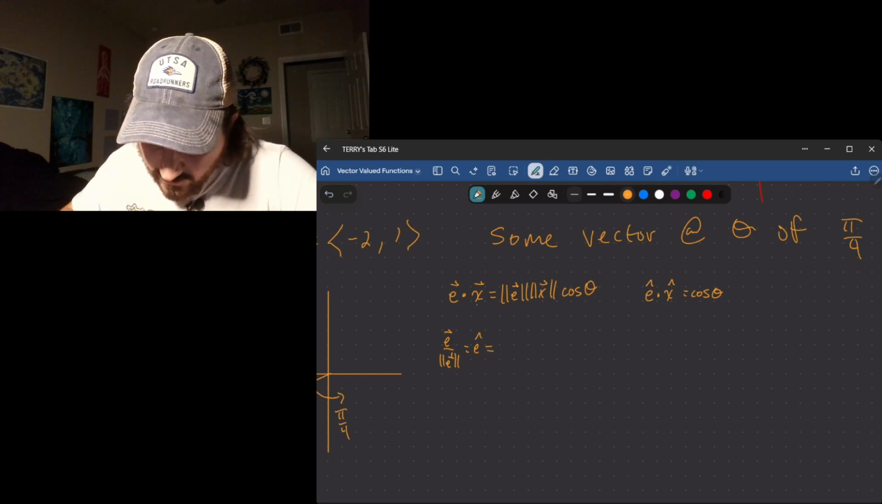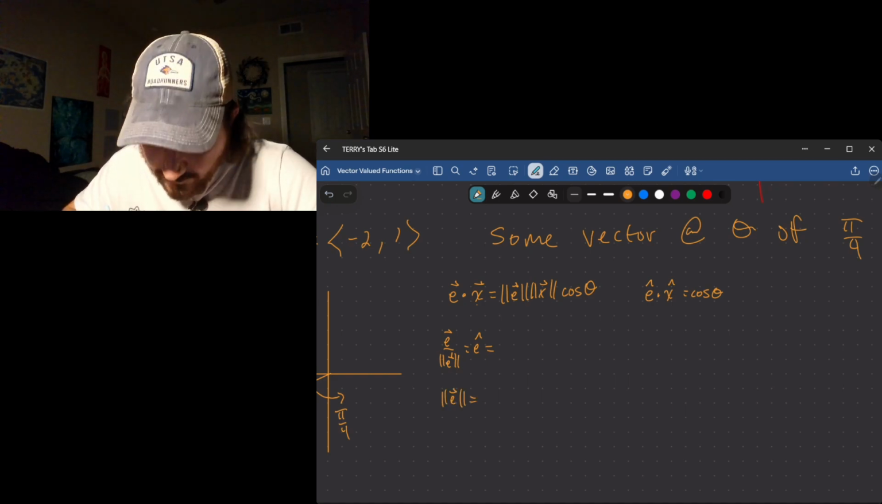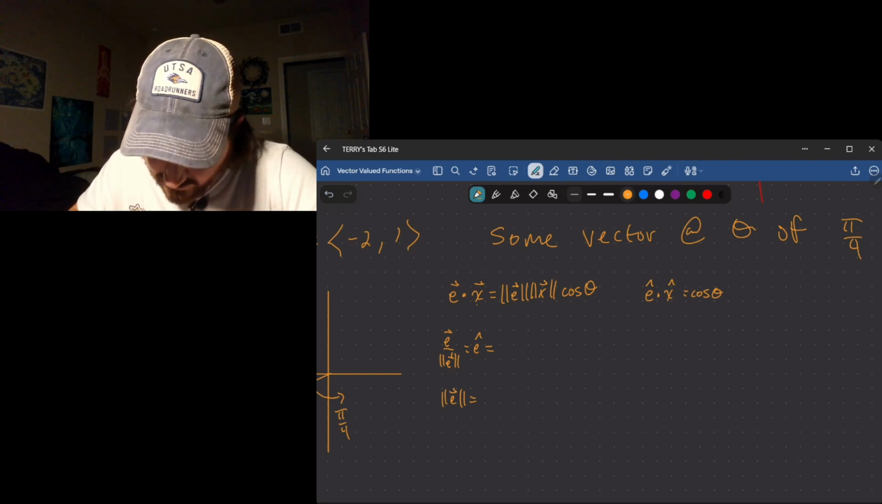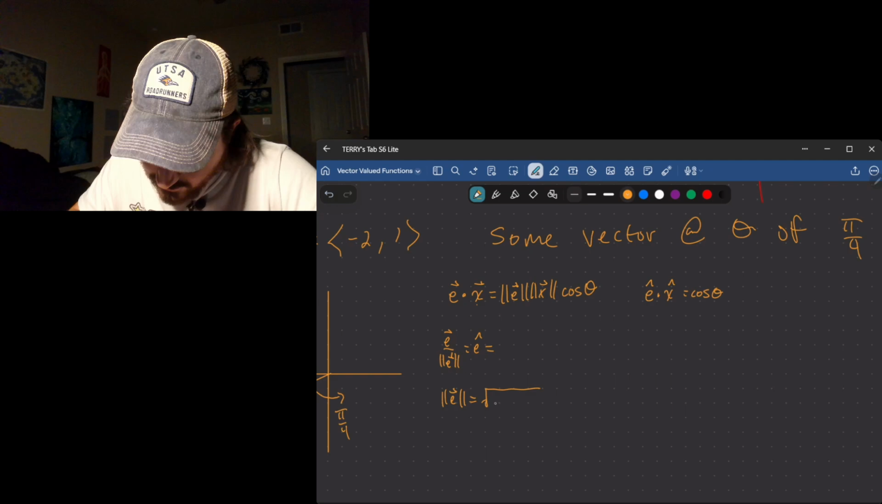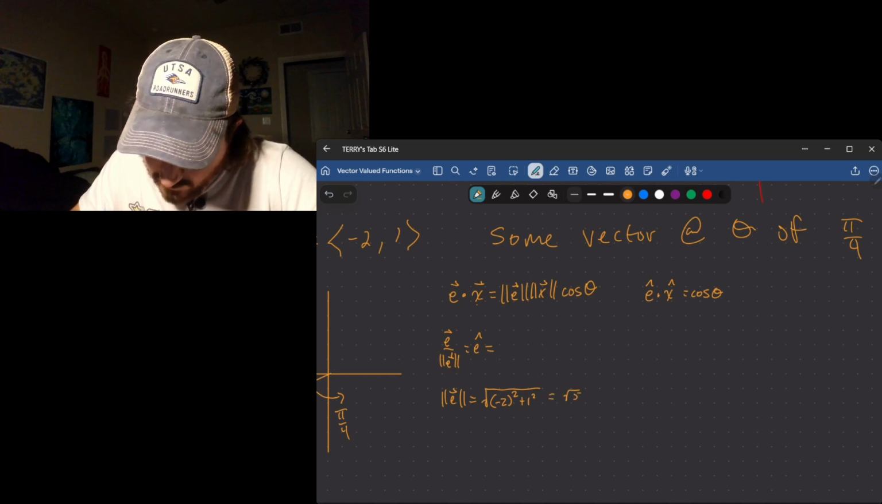So let's go ahead and solve that out real quick. We just need to figure out this magnitude of e, which we were going to have to do anyways, so we're not doing any extra work yet. Okay, so we know we have -2, 1, so we've got the square root of -2 squared plus 1 squared, which we already know is going to be √5. And so now we're just dividing e by that number.